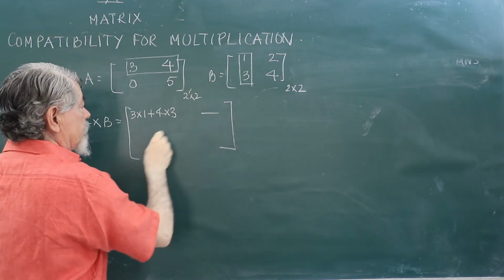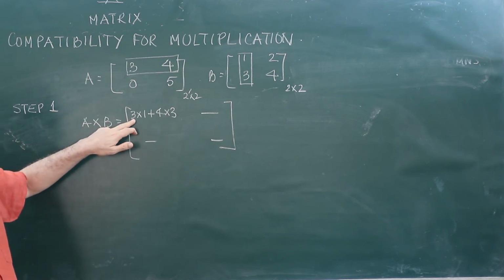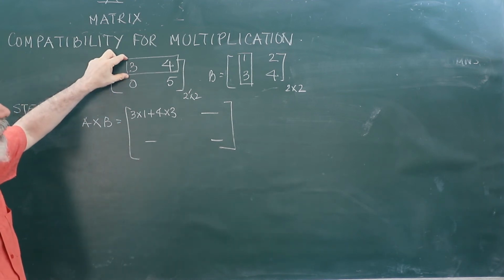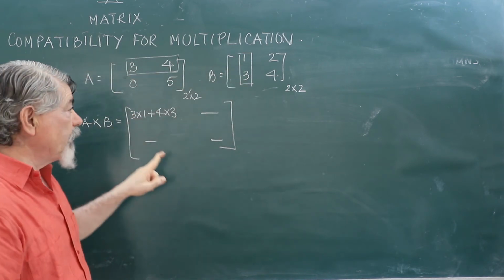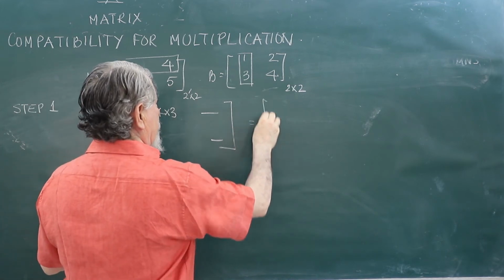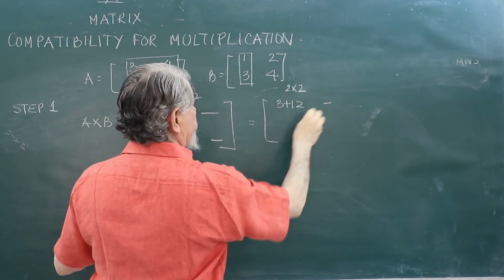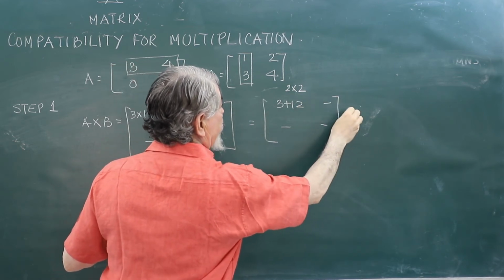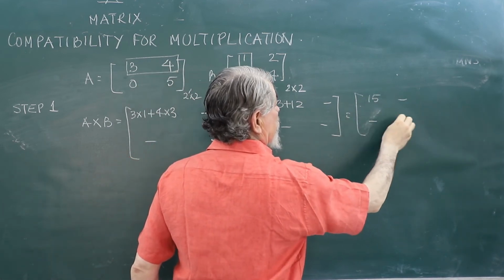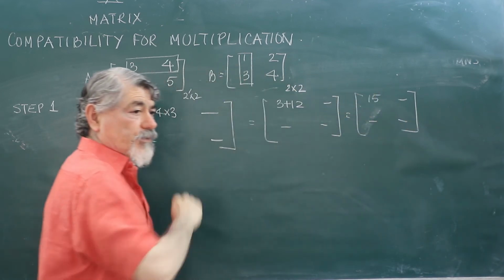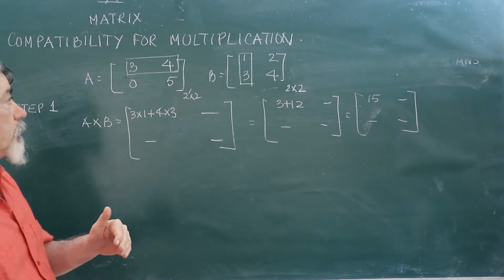I am leaving the rest blank here. So the first element of this matrix is obtained by multiplying the first row into first column. So what do I get? I get 3 plus 12. So I get 15 as the first element, 15, and I still have to get those 3 elements. First row into first column.